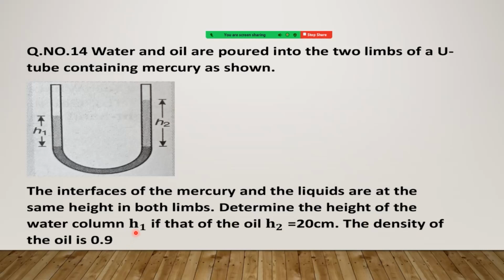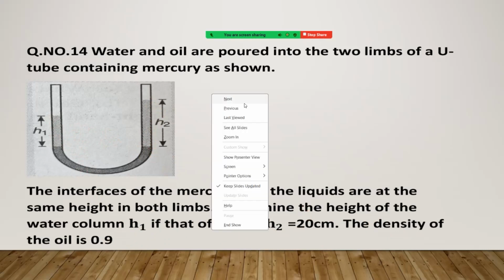Height of water column H1. This is water and this is oil. Given height of oil column 20 centimeter and given density of oil 0.9. We have to determine the height of the water column H1. That value we have to find out. H2 value is given. That is 20. Right. Let us see how to start.